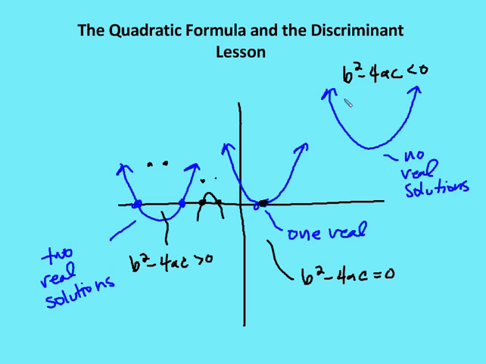And where the parabola does not touch the x-axis at all, I actually have no real solutions. In that case, b squared minus 4ac is going to be less than 0. Now it can be above the x-axis, or it can be an unhappy face below the x-axis. In either case, the graph does not touch the x-axis. I have no real solutions, and in fact, I have two imaginary solutions.